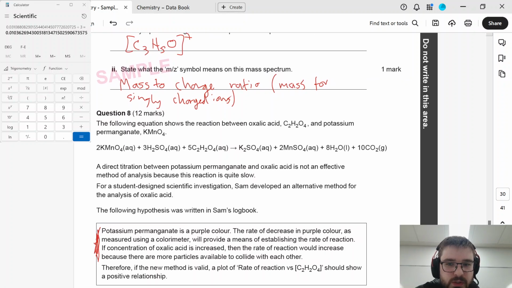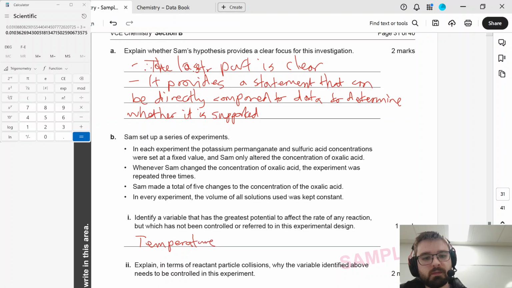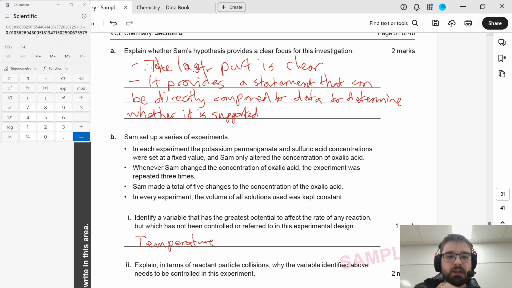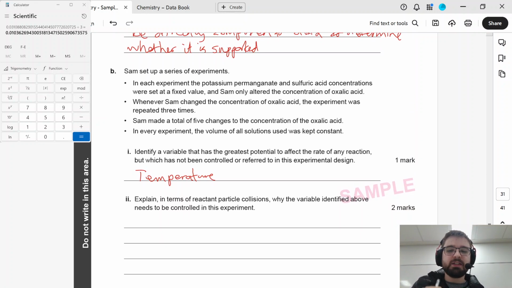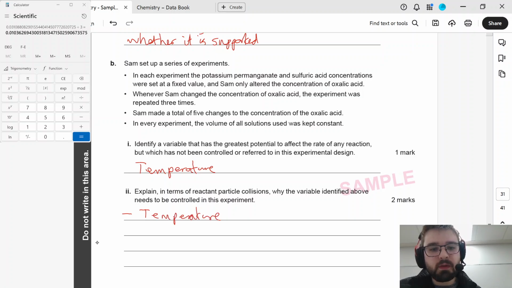I don't think he reversed the temperature. That's just the first thing that comes to mind when you're looking at rates: temperature. Explain in terms of reactant particle collisions why the variable affects the rate. Okay, that's even nicer. Temperature. It's 2 marks.